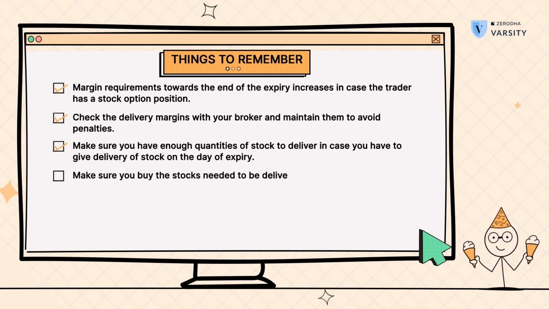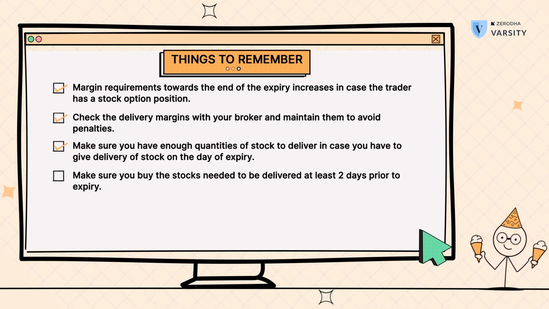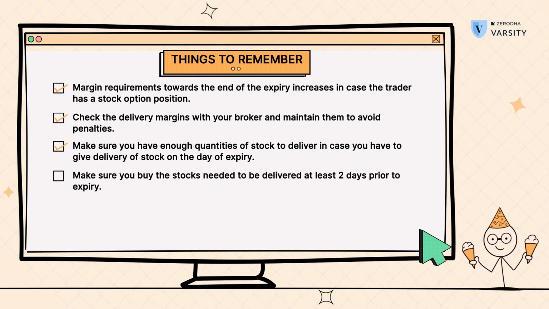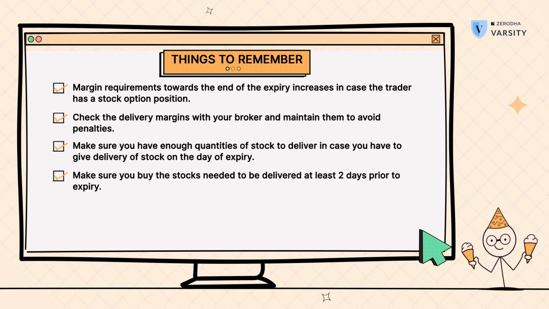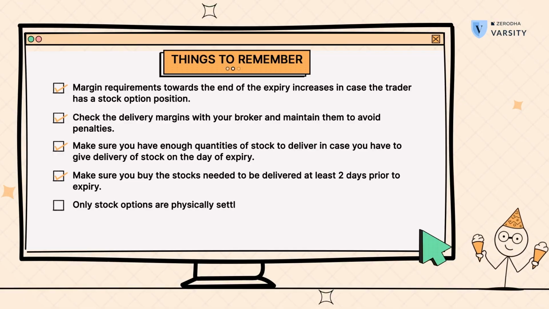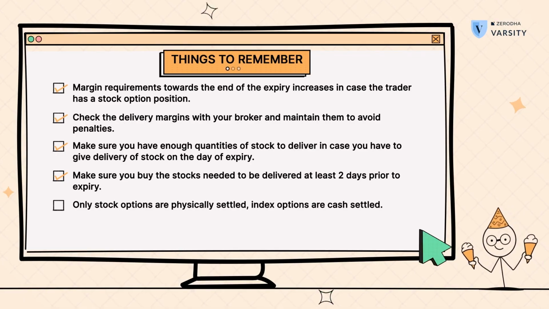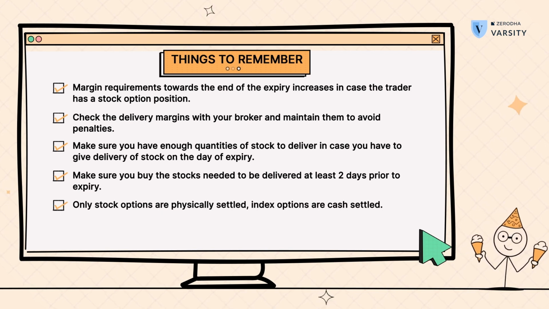As an outcome of physical settlement, if you've taken delivery of stock on the expiry day, then those stocks will hit your demat account on a T+2 basis. For example, the expiry is on the last Thursday of the month. Settlement for taking delivery on last Thursday will happen on T+2. Therefore, you will get these stocks on Monday. Only stock options are physically settled. All index options are cash settled.